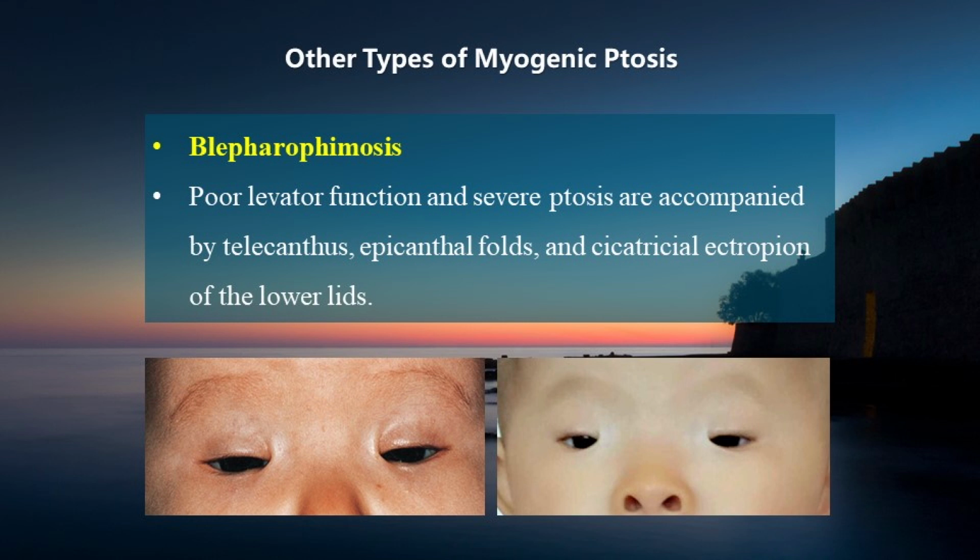Blepharophimosis accounts for 5% of cases of congenital ptosis. Poor levator function and severe ptosis are accompanied by telecanthus, epicanthus inversus, and ectropion of the lower lids. The condition is familial.